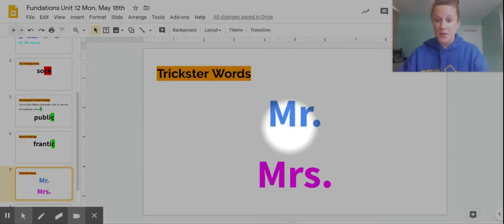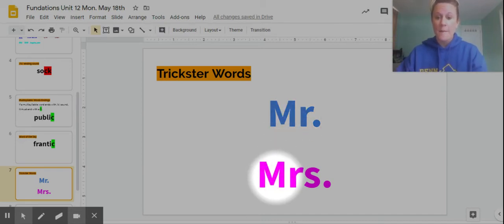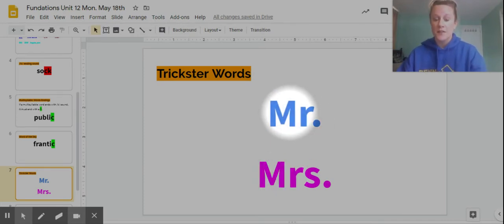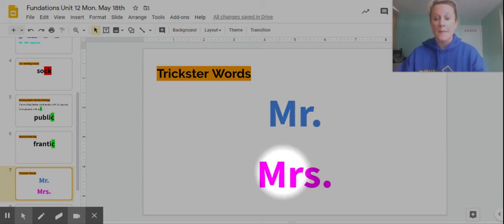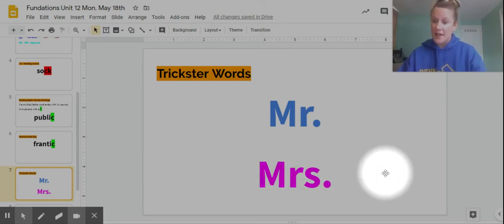All right, now we have some new trickster words. The first one is Mr., as in Mr. Light is the principal at Pennell Elementary. Next, we have Mrs. Mrs. Lindsay is a teacher in first grade at Pennell. Mr., we have MR period. So you put that in front of his name before his last name. Mrs. is if a woman is married, she puts Mrs. and then her last name.